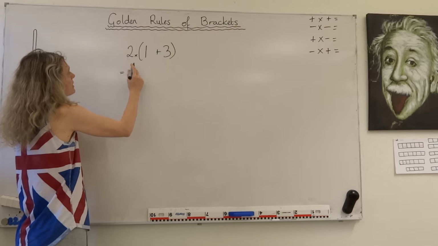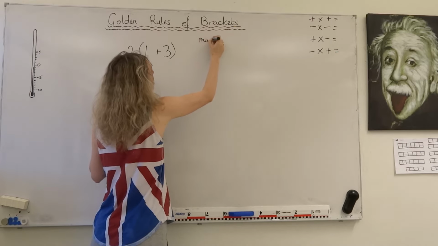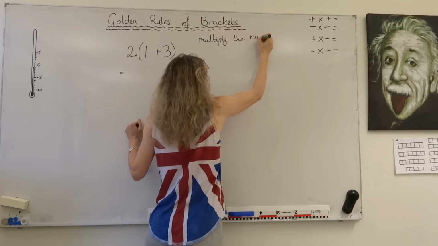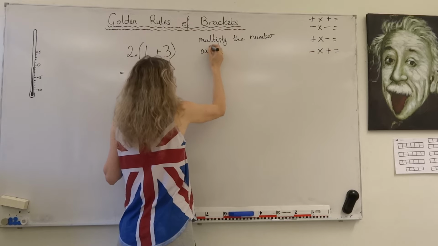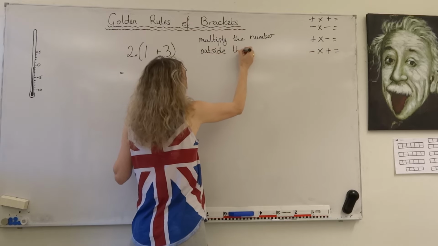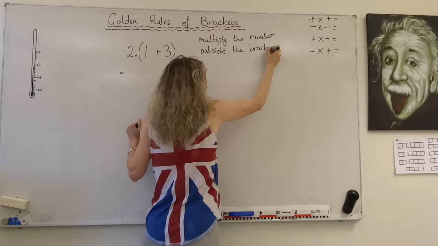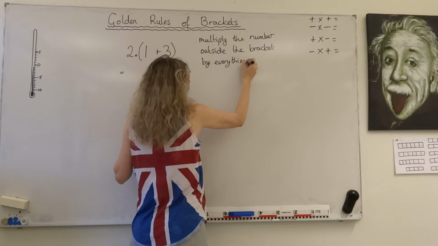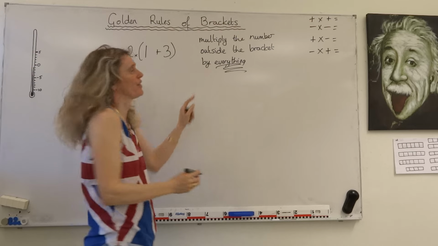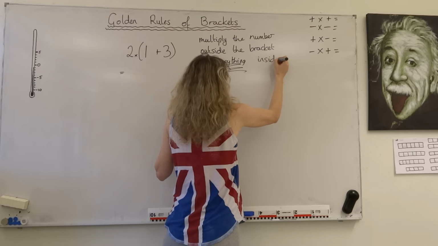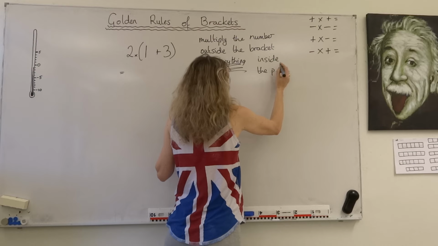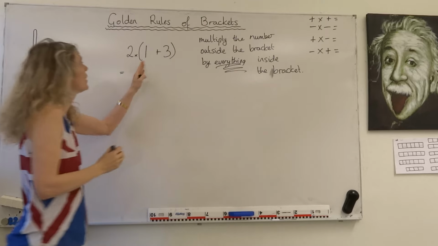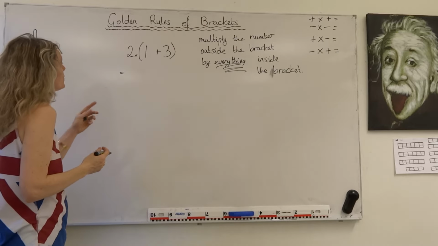And the rule of brackets is multiply the number outside the bracket by everything. And here's the clue, everything inside the bracket. So it's always a two-step process when you have brackets. If you've got two numbers inside, multiplying with brackets is a two-step process.